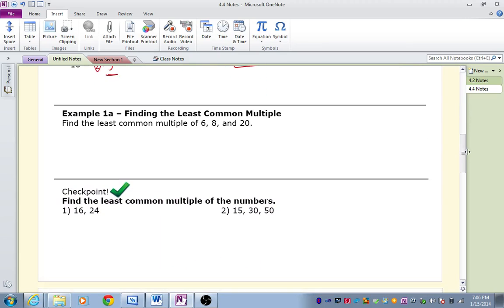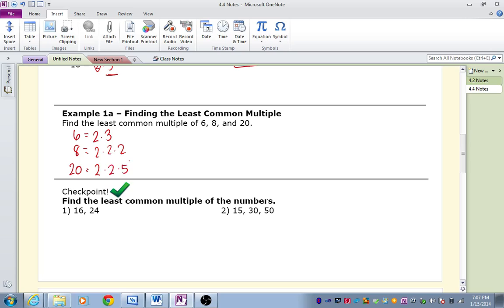Okay, let's try example 1a, which is finding the least common multiple of 3 numbers, 6, 8, and 20. I'm going to do it the prime factoring way. So 6 would be 2 times 3, 8 would be 2 times 2 times 2. And 20 would be 2 times 10, so I'm going to write down the 2. And then 10 would be 2 times 5.